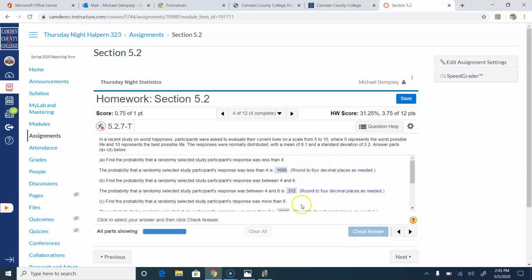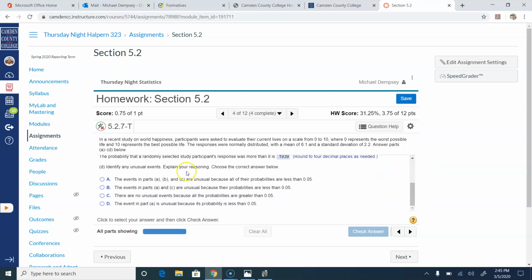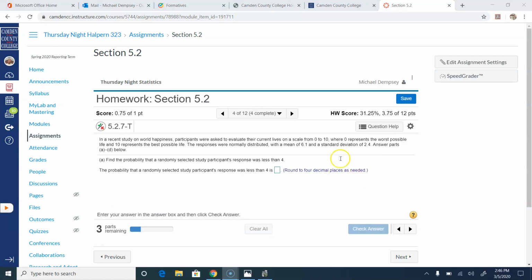Okay, let's clear all these. Let's clear everything here and see if I can do this again. Okay, so this is good. I wanted to start this one from scratch. This is a 3-parter. We did one like this in our practice in class. Mean this time is 6.1. Standard deviation is 2.4. We want the probability that somebody's response is less than 4.